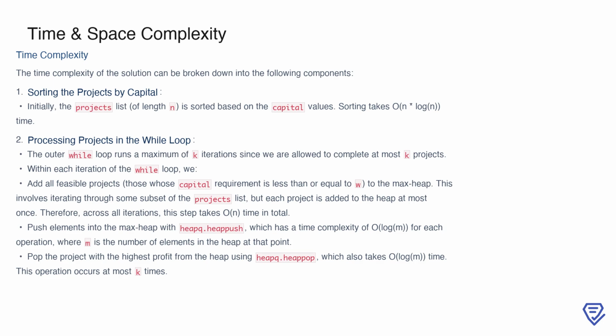After adding projects to the heap, we use heap operations to manage the data. Pushing an element into the max heap, which adjusts the heap structure, has a time complexity of log m, where m represents the current size of the heap. Similarly, popping the most profitable project from the heap also takes log m. Since each of these heap operations occurs at most k times, they add to the overall complexity incrementally.